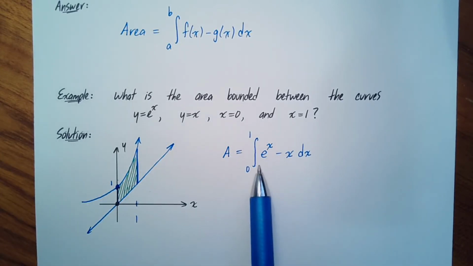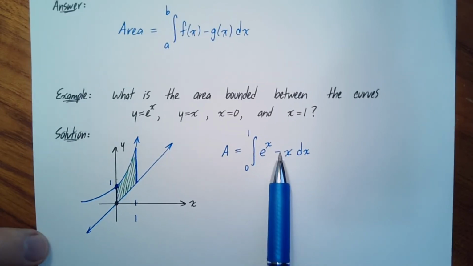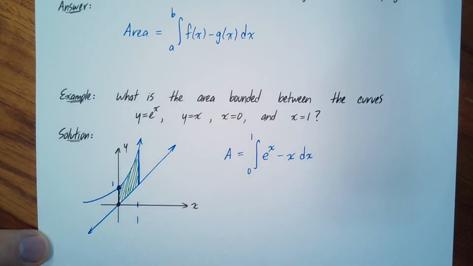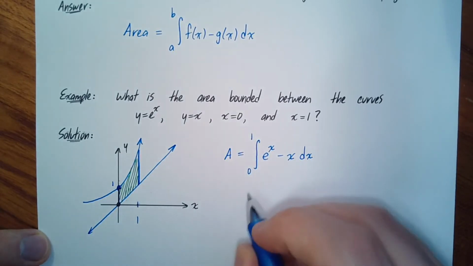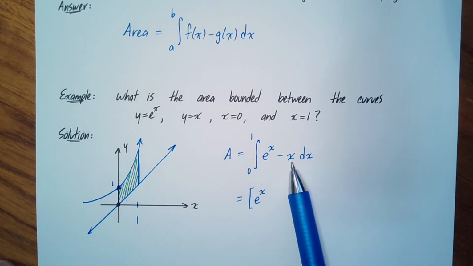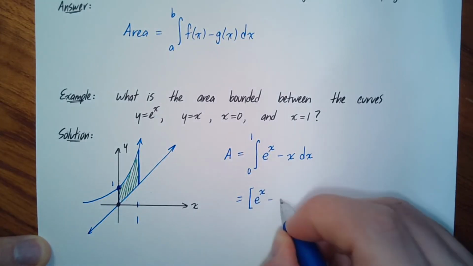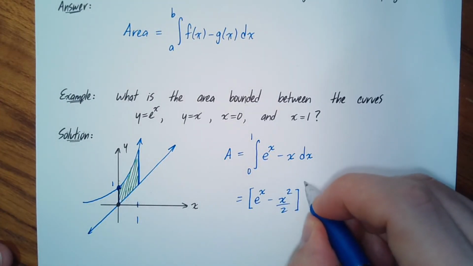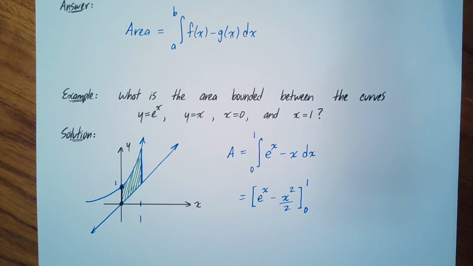Remember how we evaluate these? We need to find an antiderivative of e to the x minus x, and then we'll plug in the endpoints 0 and 1, and then subtract accordingly. That's using the fundamental theorem of calculus, part 2. So for our antiderivative, we can do it term by term because they're subtracted. An antiderivative for e to the x will just be e to the x, since e to the x is its own derivative. And for x, we can use the antiderivative power rule for x to the 1. So we're going to end up getting x to the power of 2 divided by 2. So that's the antiderivative, and then we're going to plug in the endpoints 1 and 0, and then subtract.